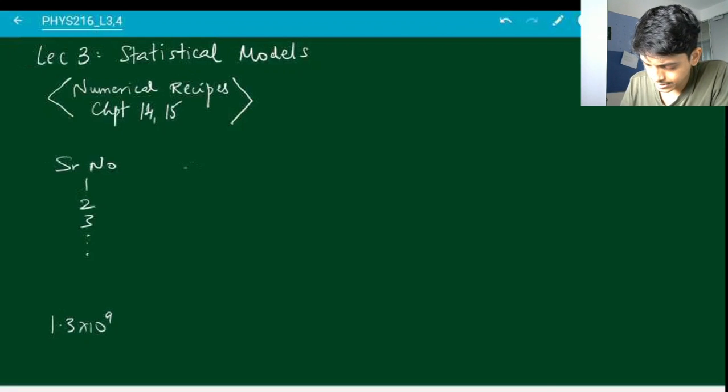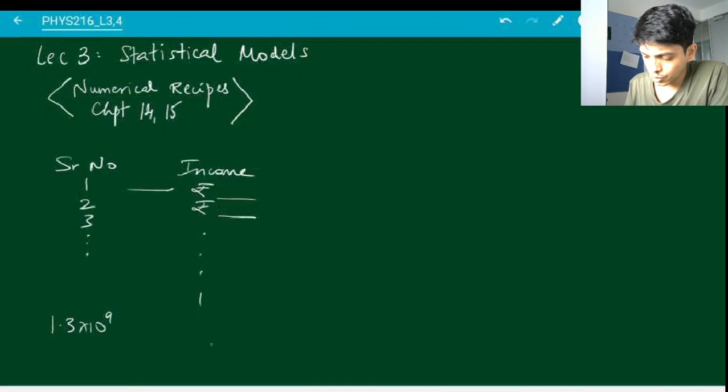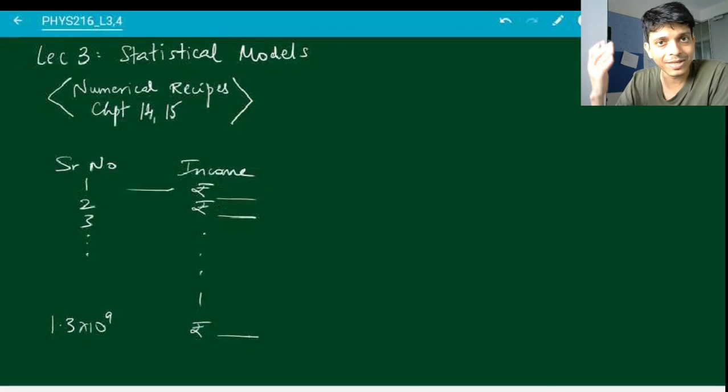And each one has some income, let's say. So this person has a certain amount of income. Citizen 2 has a certain amount of income, and so on. So each of these people, you list out all their income. So you have a list of numbers, 1.3 times 10 to the 9 such numbers.